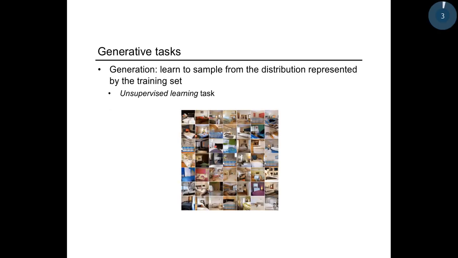Okay, so let's look at some generative tasks that we can perform through generative adversarial networks. The first type of task is called generation, which is to learn to sample from the distribution represented by the training set, and it's an unsupervised learning task. So in this type of generation, we do not use any labels while producing adversarial images or adversarial inputs. That is, we learn the distribution of the data in the training set and use that distribution to produce new images or new inputs. So that is an unsupervised learning task.